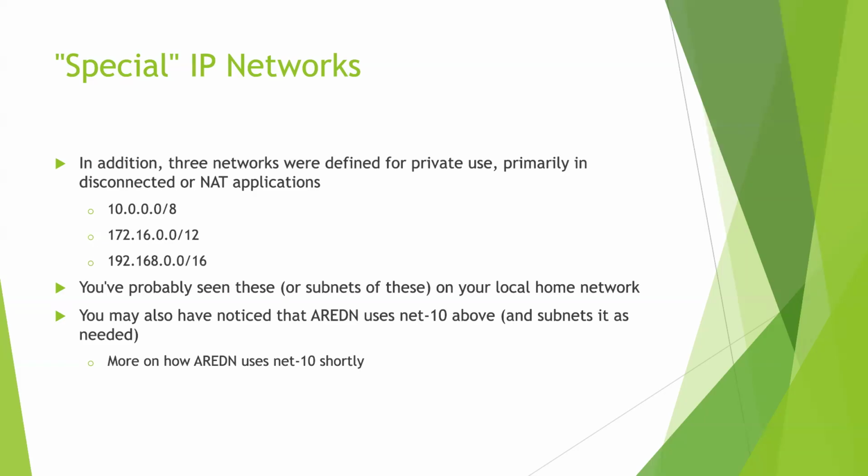And then 192.168.0.0/16. So 255 class C networks are reserved for these type of applications. You've probably seen 192.168.0 before on your home routing equipment. Most often your home router is going to be using NAT and it's going to use one of these subnets.